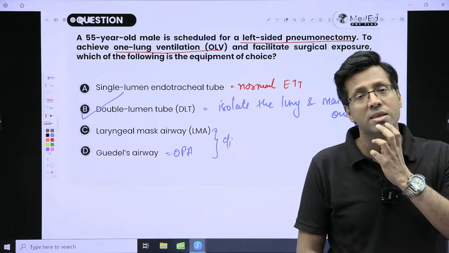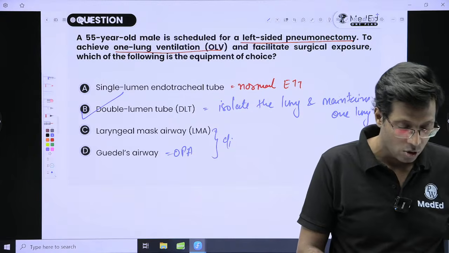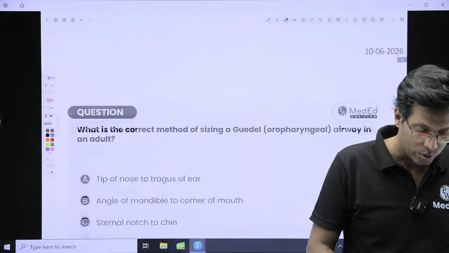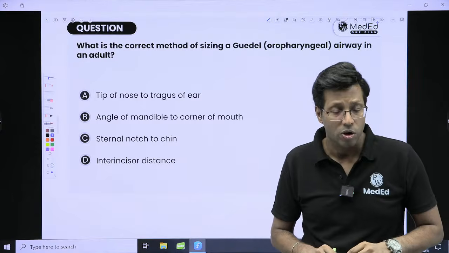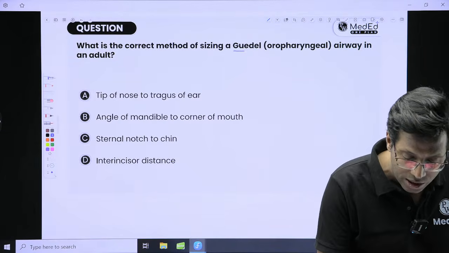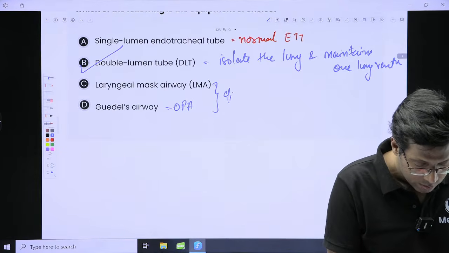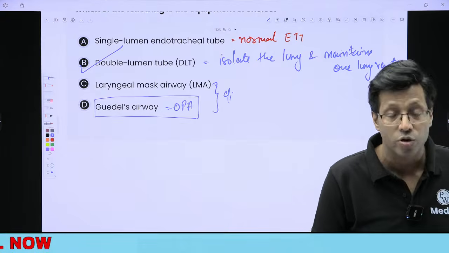Laryngeal mask airway stays in the larynx, not important. Oropharyngeal airway stays in the oral cavity, not important. Okay, simple. Next question. What is the correct method of sizing, or what is the adequate size of a Guedel or oropharyngeal airway? The same thing. What is the adequate size of this airway? Guedel airway. What is the adequate size of a Guedel airway?